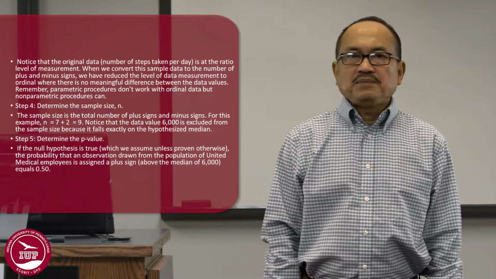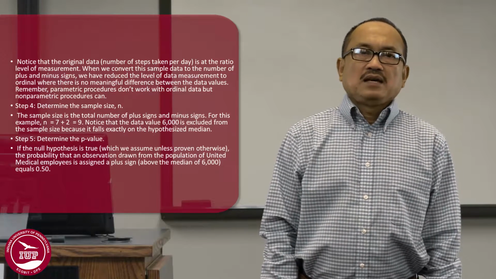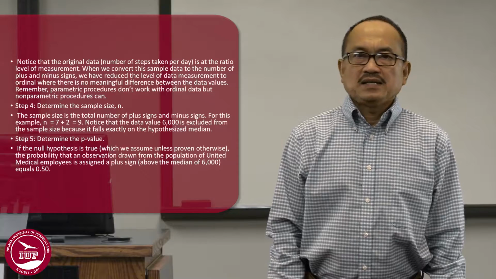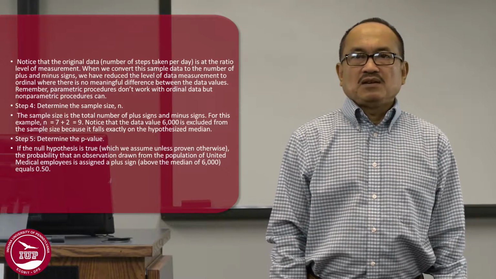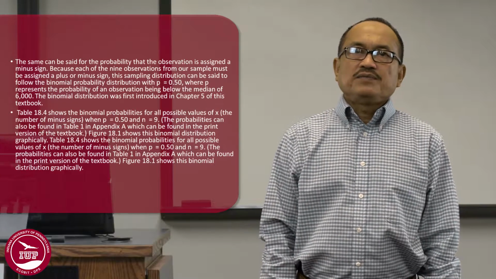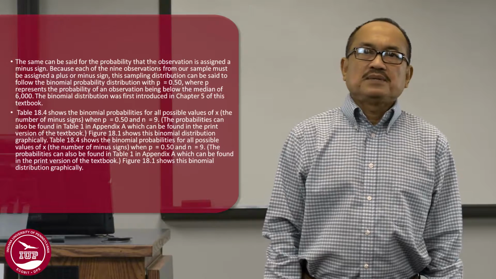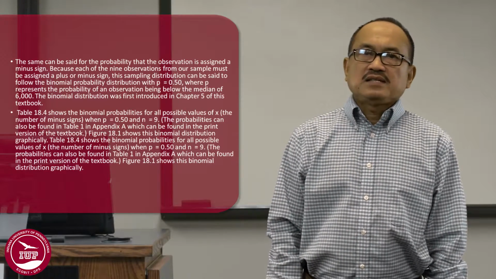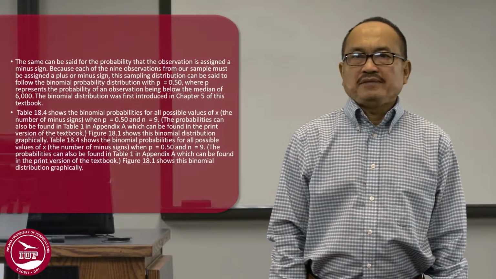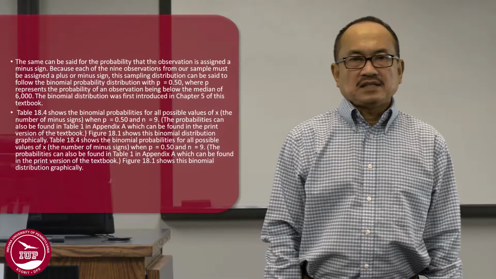Step 5. Determine the p-value. If the null hypothesis is true, which we assume unless proven otherwise, the probability that an observation drawn from the population of United Medical employees is assigned a plus sign above the median of 6,000 equals 0.5. The same can be said for the probability that the observation is assigned a minus sign, because each of the 9 observations from our sample must be assigned a plus or minus sign. This sampling distribution can be said to follow the binomial probability distribution with p equal to 0.5, where p represents the probability of an observation being below the median of 6,000.